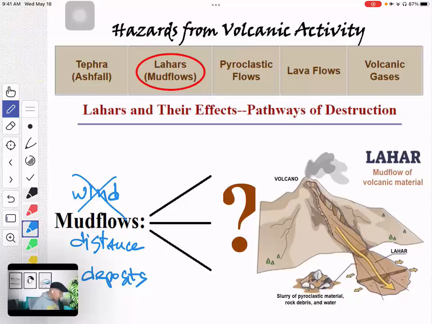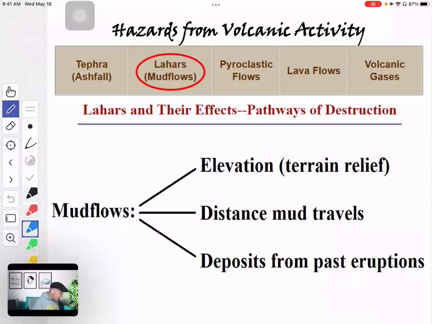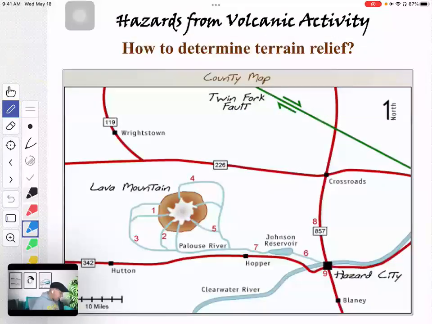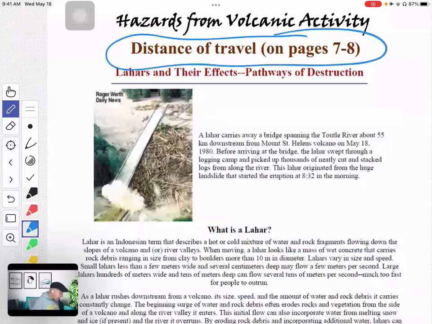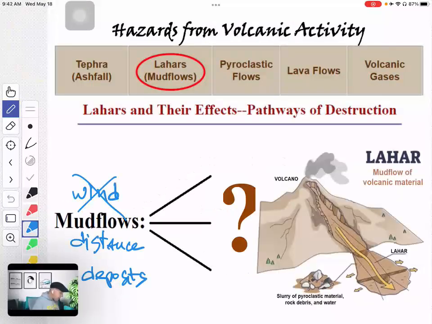Distance, yes, because the lahars, the mud flows, will move a certain distance from the volcano on average. And that information is available to you on pages 7 to 8. So on pages 7 to 8, you're going to find how far the mud flows will travel from the volcano. So read that. You can pause right now to find that information. So distance is okay.